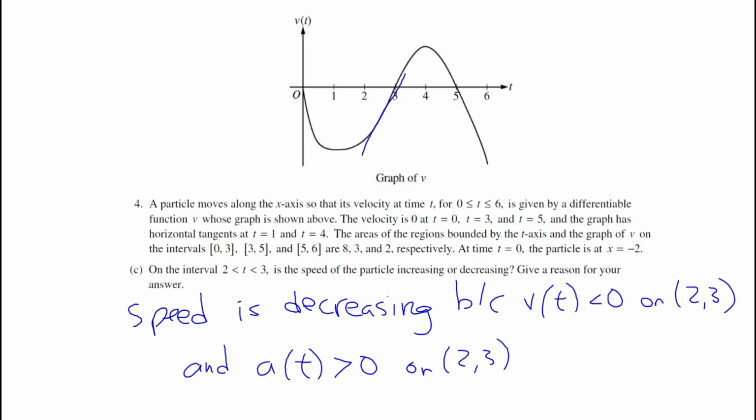Or you could say something like the velocity is negative but increasing, right? That would also work. So opposite signs of velocity and acceleration, or that the velocity is negative but increasing, means the speed is decreasing. And they give you 1 point here for just this whole answer.